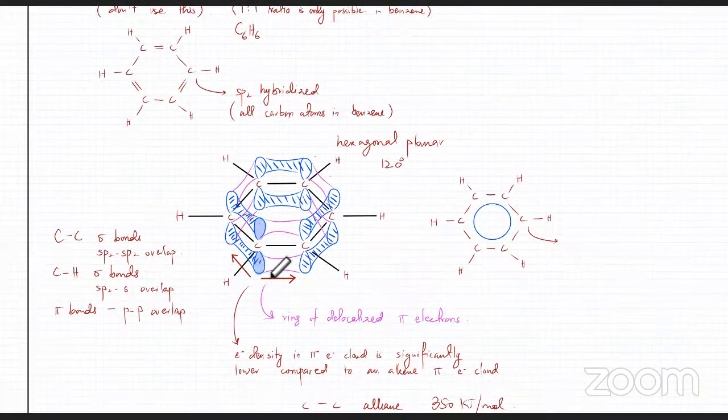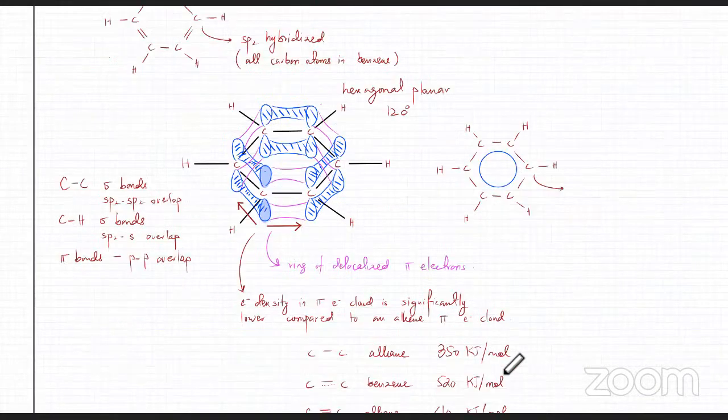Because the electrons are not only overlapping on the left side, they're also overlapping on the right side. So the electron charge density decreases, since there's too much overlapping happening. The electrons are more spread out, so the charge density is a lot lower. So electron density in a pi electron cloud is significantly lower compared to an alkene pi electron cloud.